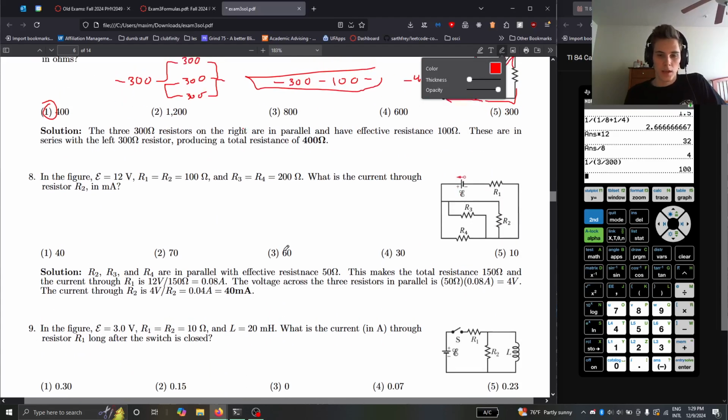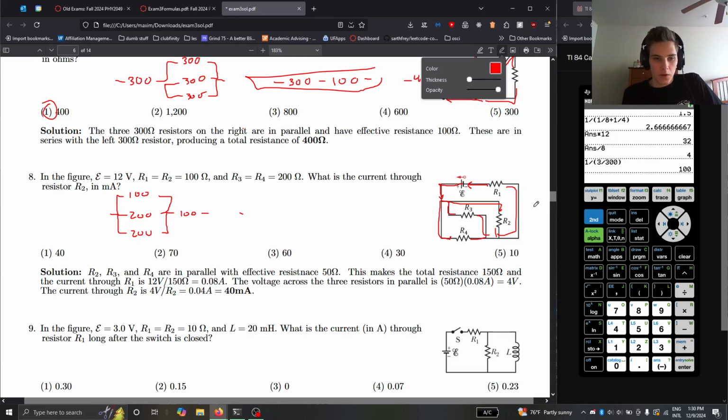Perfect. Again, a very, very similar problem. Battery goes this way. We split into 1, 2, 3 paths here. So that's R2, R3, and R4. R2 is 100, R3 is 200, and R4 is 200. These 3 all meet up. And then they pass through R1, which is 100, and get back to the start. So 100, and they're back.